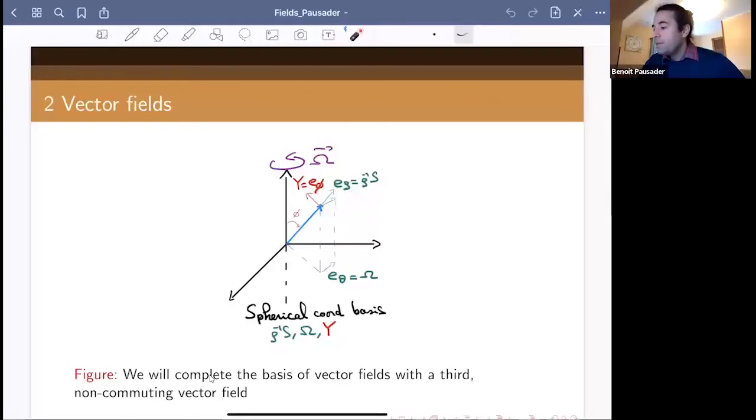And the one that is missing is this d phi, so d by d phi. And this is really going to be the one that we try to enforce later on, except that, of course, it won't really commute with the linear flow. But this epsilon is going to come back later, and this is nothing but the third vector in the spherical coordinate basis.